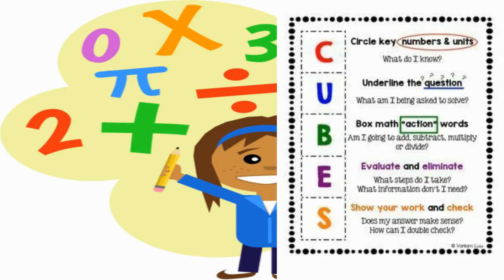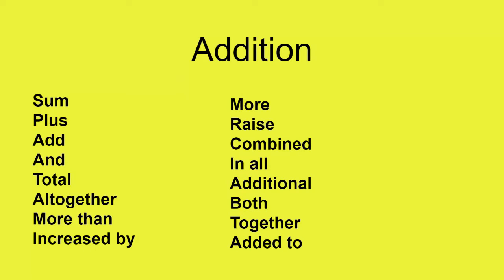The four operations that we have are addition, subtraction, multiplication, and division. We are now going to go through each of those operations and look at some keywords that we can use when identifying the proper operation to solve problems. Keep in mind, this is just a list. It is not limited to these words. The first one is addition.